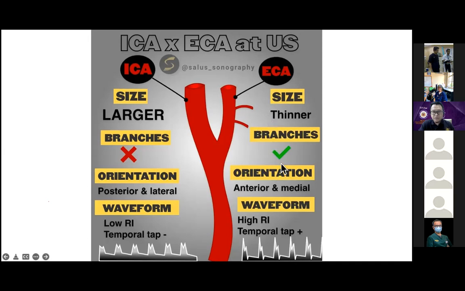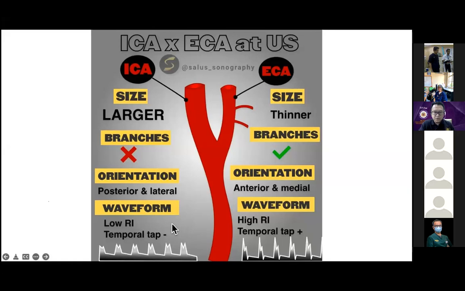Okay, the other important point is the orientation. I mean, the position of the ICA is a little bit more posterior and lateral, whereas the ECA is anterior and medial. And sometimes we think vice versa. We think the ICA should be medial, but actually the ICA is lateral and posterior compared to the ECA. And the other important point is the waveform. This is where we learn after this about the spectral Doppler.